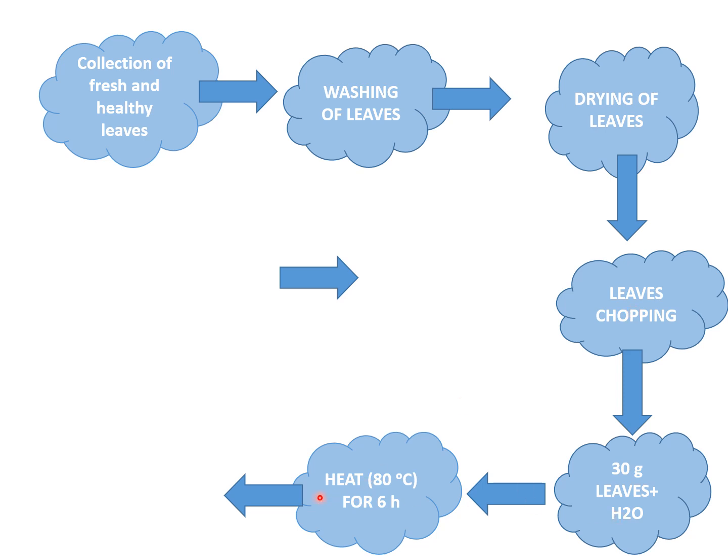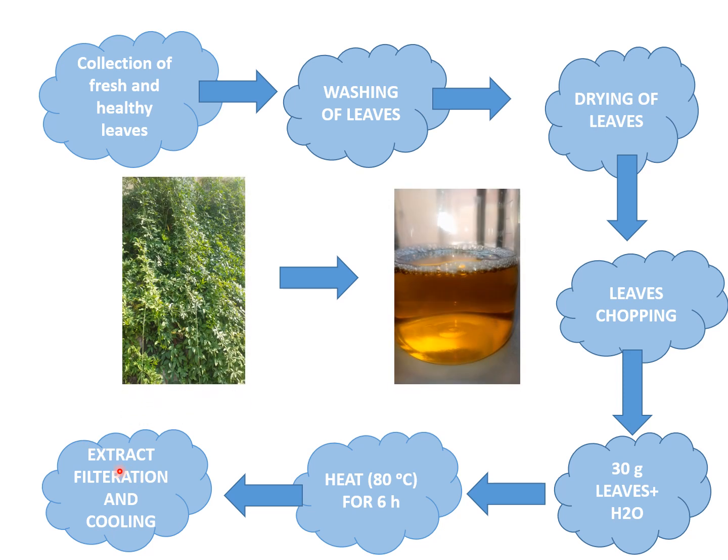This water is heated at 80 degrees centigrade for 6 hours, and in this way the extract preparation has been properly done. This extract is further filtered, and by means of filtration the solid plant material remains as residue, and this yellow to brownish colored extract we obtain for further use.